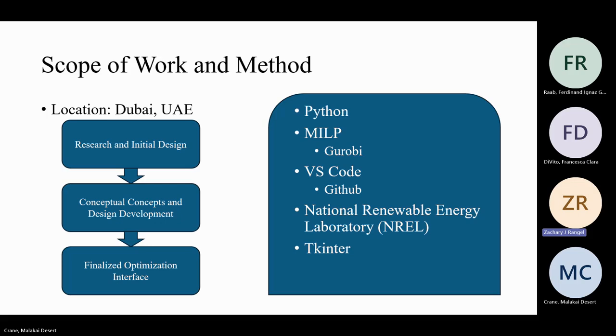We decided for our algorithm, we'll go with mixed integer linear programming for our solutions, and we found the Gurobi API to be the most helpful and most useful. We decided to program this inside VS Code and inside a GitHub repository for easy access and easy teamwork and editing for pushing and pulling. We decided to utilize the National Renewable Energy Laboratory, also known as NREL, API to pull wind sources and solar sources and battery sources, and we use tkinter to program our GUI.